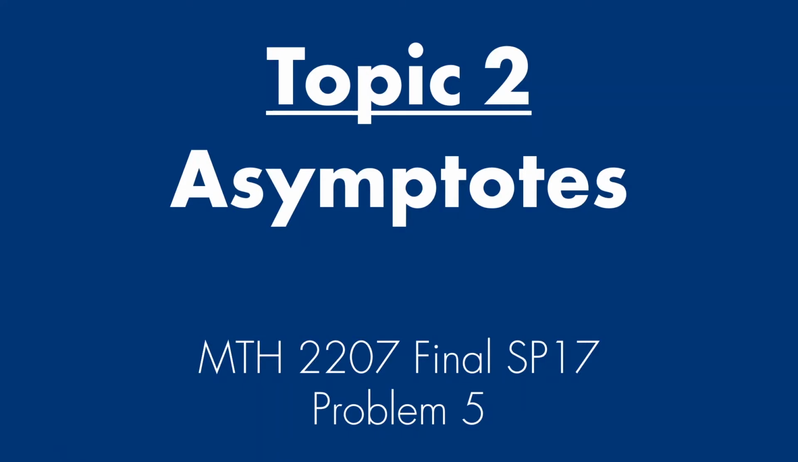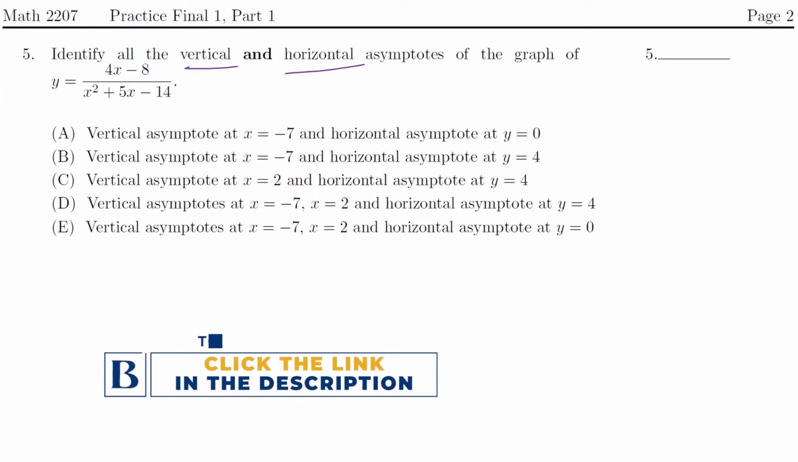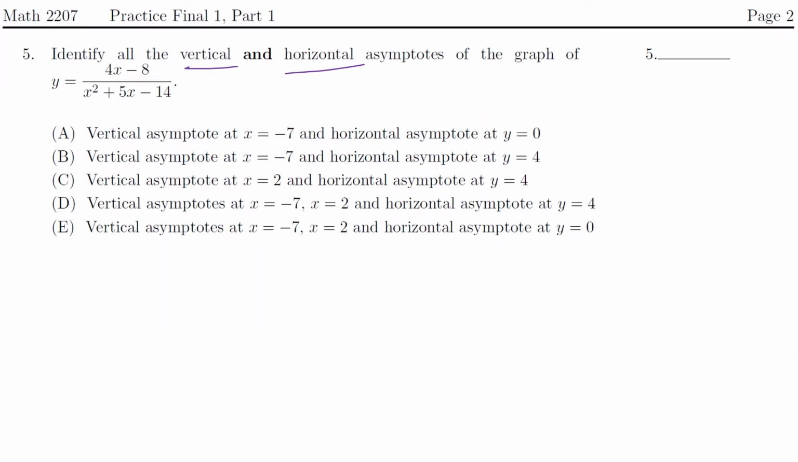Next topic, asymptotes. We're going to be looking at problem 5 from the final test, SP17. So we need to identify vertical and horizontal asymptotes of the graph. In order to find horizontal asymptotes, let's just start from the easy problems first. Easy topic first. Horizontal asymptotes exist and could be done in the following way.